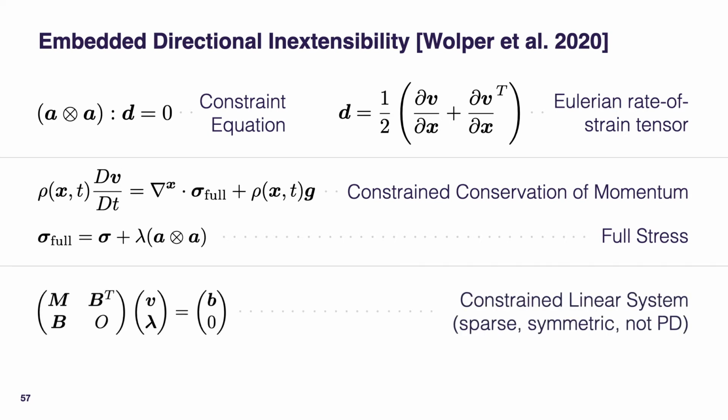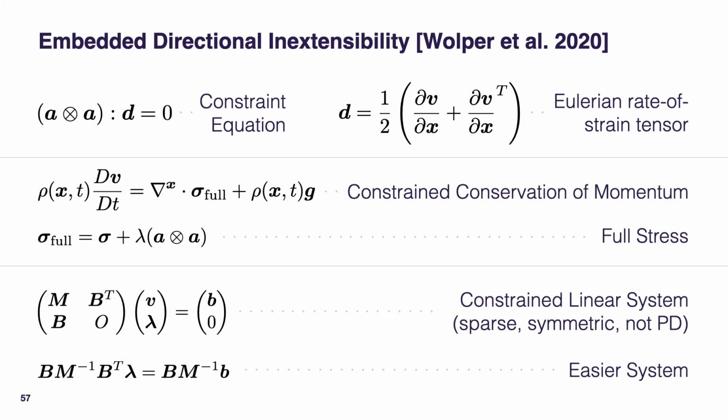We then derive a weak form of our constrained momentum equation and then discretize using MPM to get the system in the third row. Here, M is a diagonal matrix related to mass, both B matrices are filled with coefficients, V is a vector of unknown grid velocities, and lambda is a vector of unknown tensions. This is a sparse and symmetric KKT system, but not positive definite.